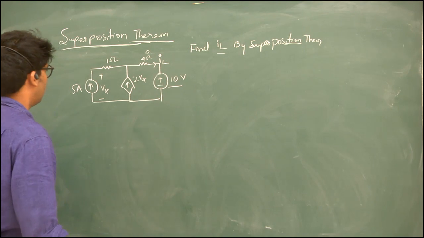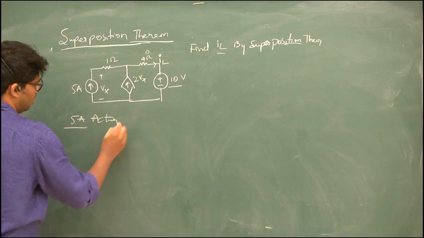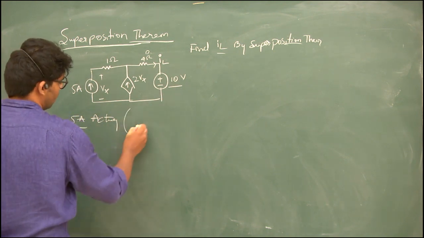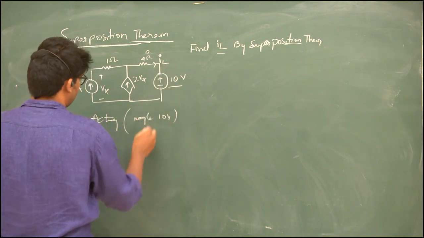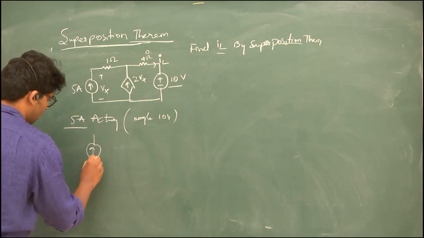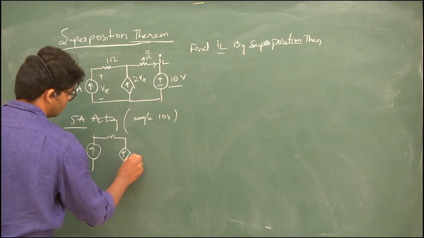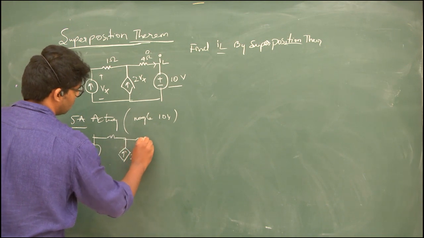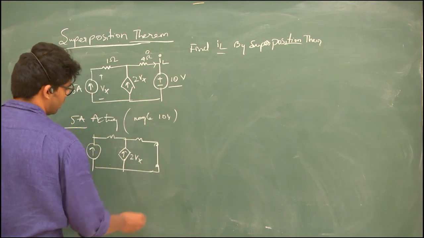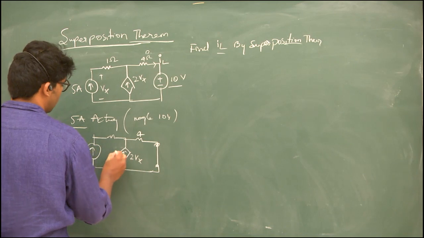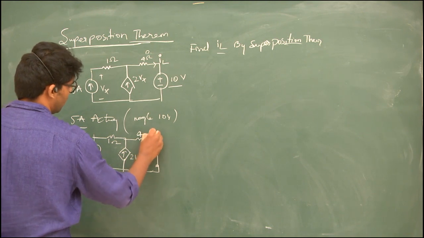Okay. So now when 5 amps is acting, we have to neglect this 10 volts. Neglecting 10 volts means we should short that. So redraw the circuit. So we shorted the circuit. Okay, this is 4 ohms. This is 1 ohm. This is 5 ohms. So we need to find response IL.